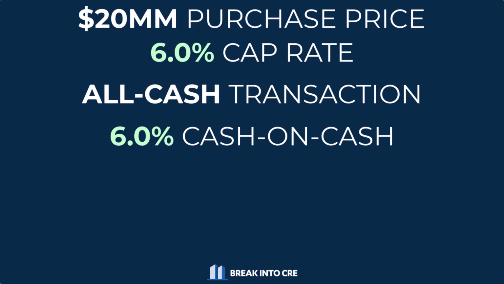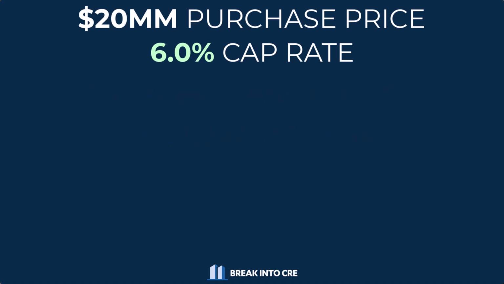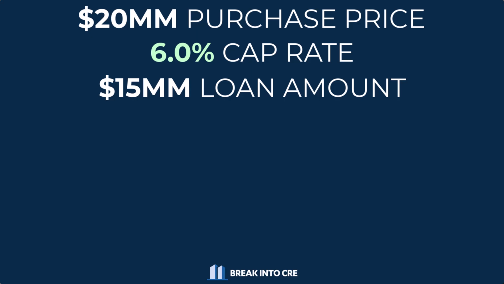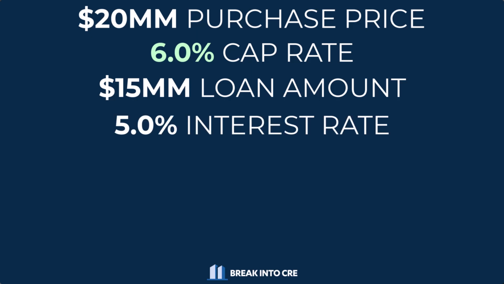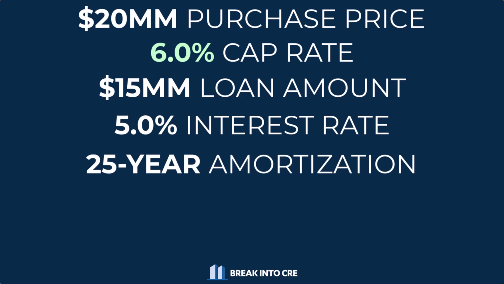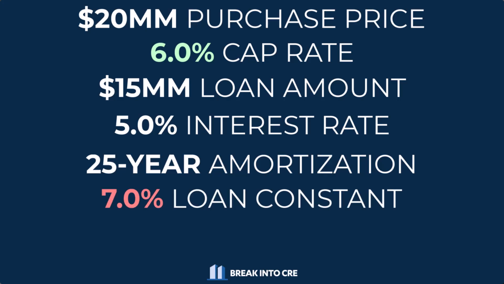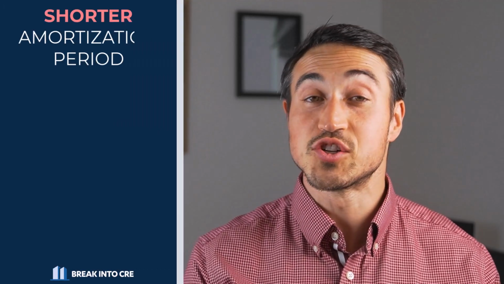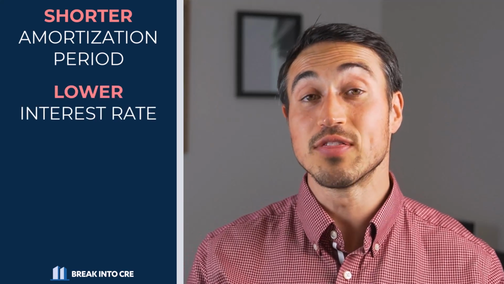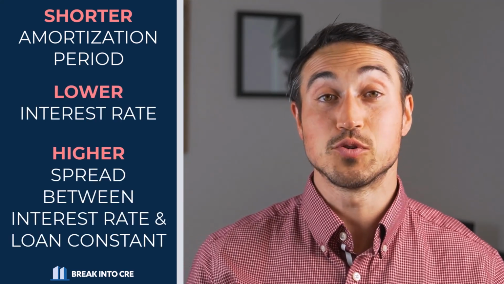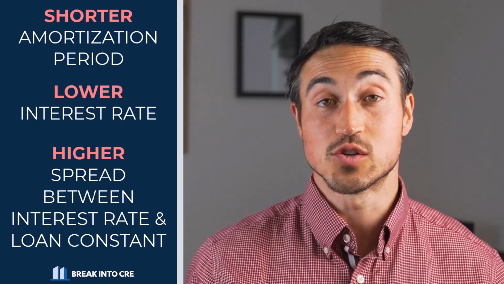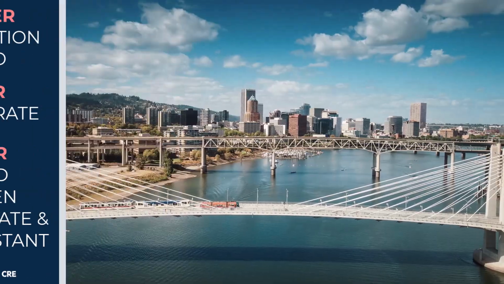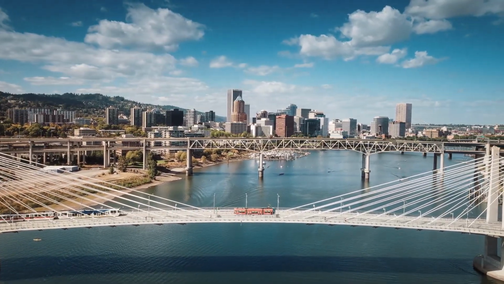But if that same investor were to finance this acquisition instead with a $15 million loan at an even lower 5% interest rate, amortizing over 25 years, the loan constant on the debt would come in at 7%, and the cash-on-cash return in that first year of ownership would drop to just 3% for that investor. In general, the rule of thumb is that the shorter the amortization period and the lower the interest rate, the higher the spread between the interest rate and the loan constant is going to be, and vice versa. And this is definitely something to consider before going into a deal.